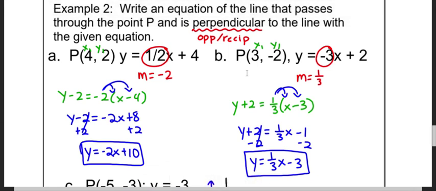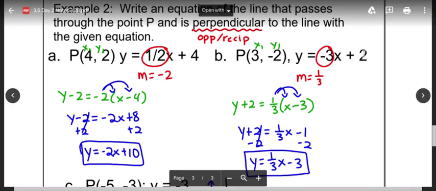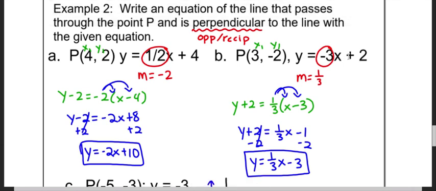Our next example, we have the point 3, -2, where y equals -3x plus 2 for the equation, and we need to come up with the equation that is perpendicular to that and also passes through point 3, -2. So look first at the slope of the given equation. We have -3. The opposite of that would be a positive, and the reciprocal of that is 1/3. So just flip the fraction. If that's -3/1, it becomes positive 1/3.